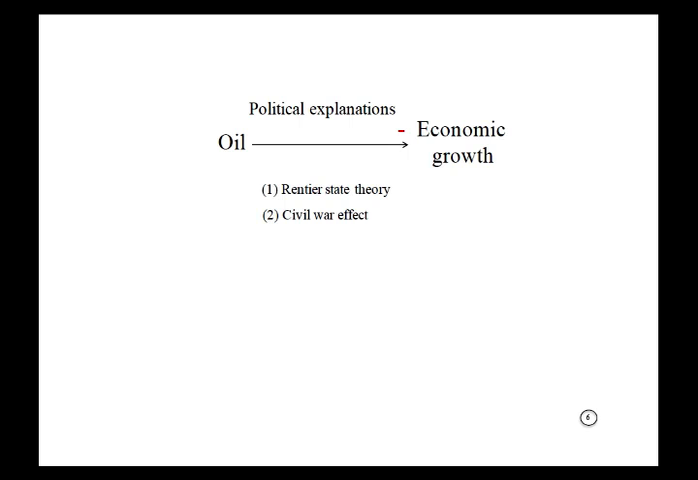And here we have two explanations for how oil can hurt your economy. These are indirect explanations. The explanations say that oil corrupts your politics and then negatively affects your economy. So it's an indirect channel. And we have two different explanations for that: rentier-state theory and the Civil War effect. Let's start with rentier-state theory, which is my favorite.